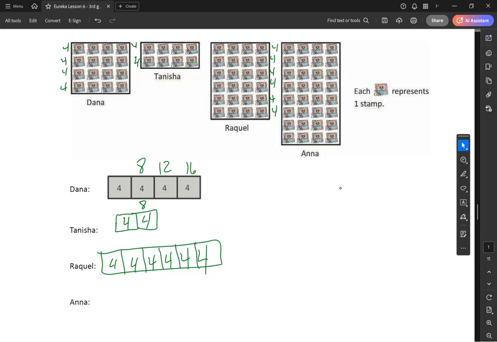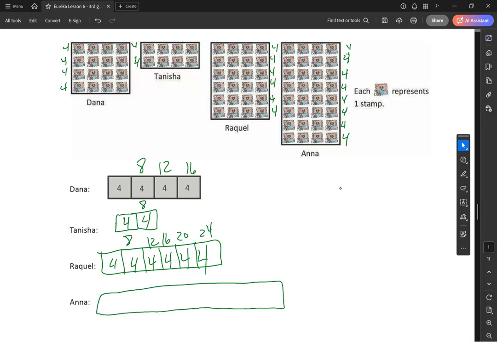Okay, counting by 4s. 4, 8, 12, 16, 20, 24. And the last one is 4, 1, 2, 3, 4, 5, 6, 7, 8. So I'm going to draw 8 of them. And I should have drawn the 4s first. 2, 3, 4, 5, 6, 7, 8.